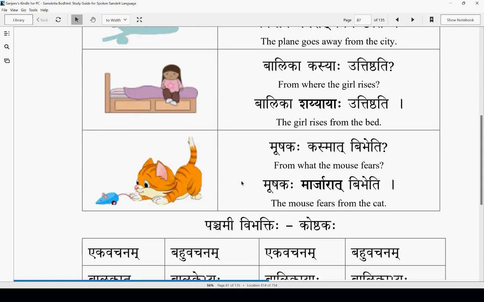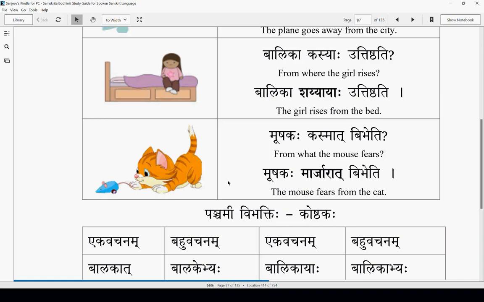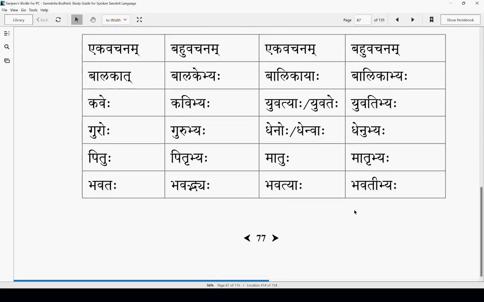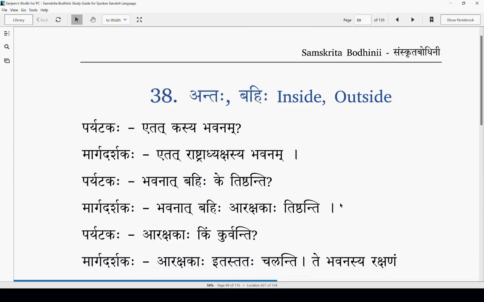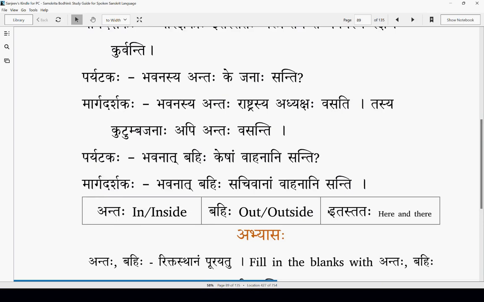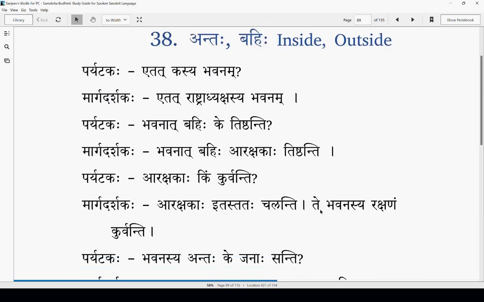Now we looked at a couple of other usages of Panchami, that Moshakaha Majarat Vibheti. Something is scared of something, then Panchami is used. While talking of this Panchami, we can also just continue with this Antaha Bahihi. So these are also related to Panchami. When we use Antaha Bahihi, now we have seen before, like Tasya Vamataha, Dakshinataha, Adhaha, Upari.